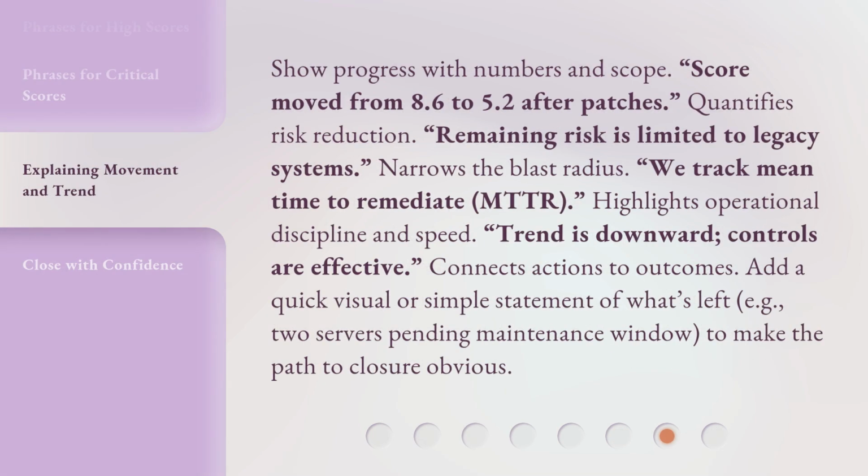Show progress with numbers and scope. Score moved from 8.6 to 5.2 after patches. Quantifies risk reduction. Remaining risk is limited to legacy systems. Narrows the blast radius. We track mean time to remediate, MTTR. Highlights operational discipline and speed. Trend is downward. Controls are effective. Connects actions to outcomes.